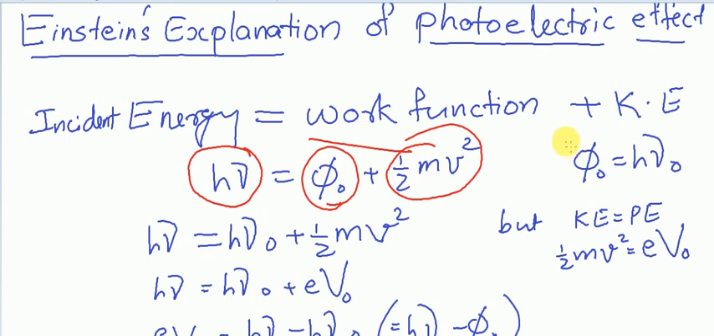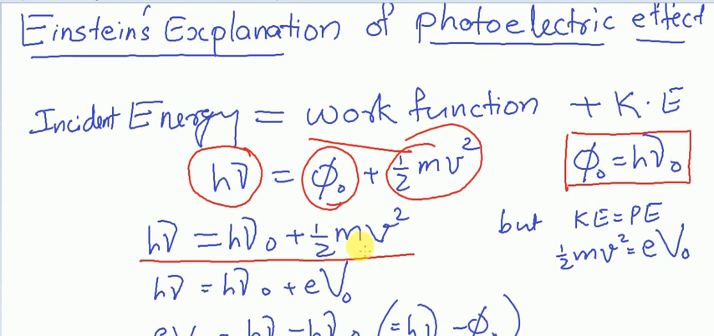Again, we know that the minimum frequency required to eject the electron is called the threshold frequency, and the corresponding energy is the work function. So phi 0 is equal to h nu 0. This minimum energy is required for the electron to eject. Whatever extra energy is supplied by the incident radiation will be provided as the kinetic energy of the ejected electron. So continuing, h nu is equal to h nu 0 plus half mv square, where half mv max square is the kinetic energy of the maximum speed electrons.